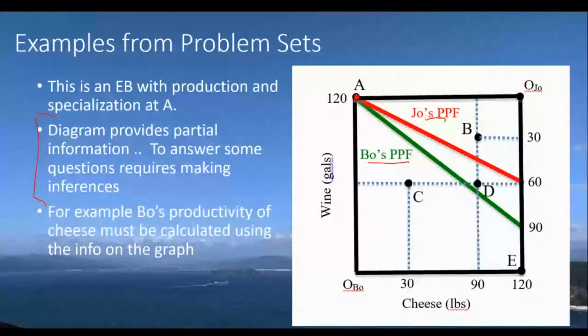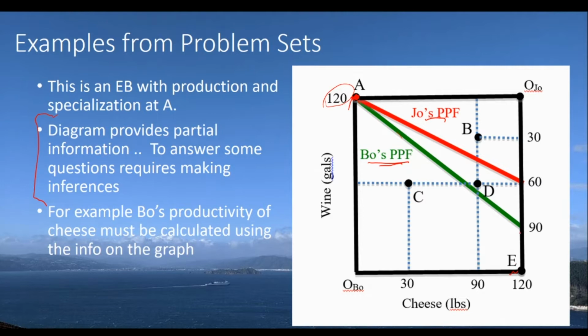The diagram only provides partial information. And so to answer some of the questions, you're going to have to make some inferences or deduce certain things mathematically. So as an example, I might ask you what Bo's productivity is with respect to wine. Well, Bo's PPF intersects the wine axis, which is here, at a value of 120 units, gallons. Remember the units, it's gallons. So Bo's productivity in wine production is 120 gallons per hour, if that's the units that I describe in the model. All right, but what is Bo's productivity with respect to cheese?